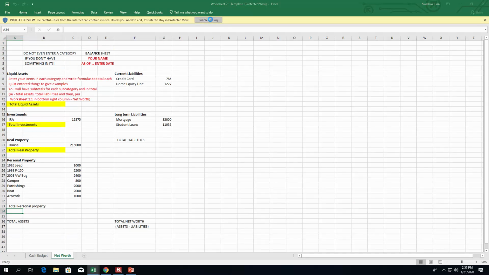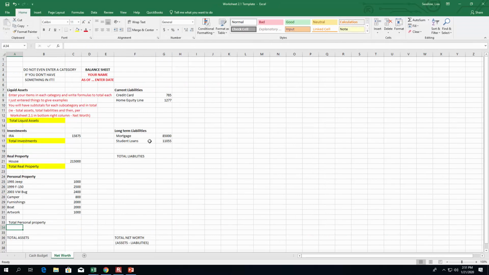Now, this is just something I completely made up. Here's my balance sheet. Do not even enter a category if you don't have something in it. So if I don't have any investments, I'm not going to set up a category called investments. Okay? This is just an example. This obviously isn't your balance sheet. This is just what I want it to look like. You can see each of the subcategories is bolded and then a list. I've got a Jeep and an F-150 and a camper and some furnishings and a boat and some artwork. Great.